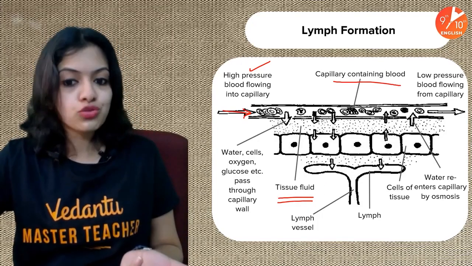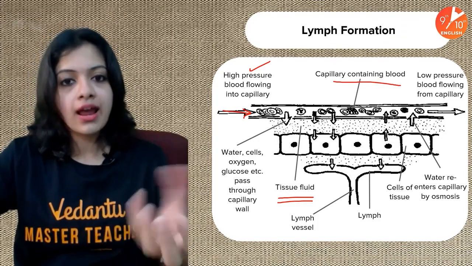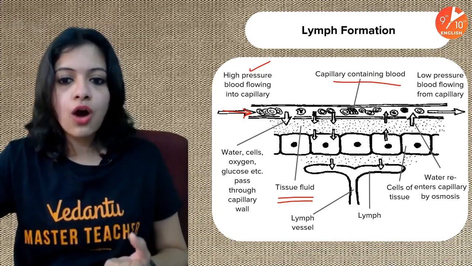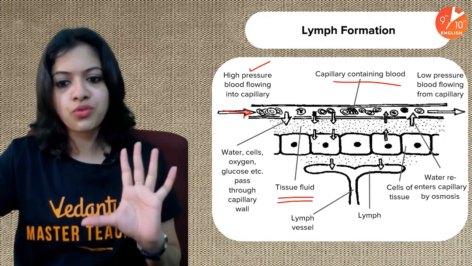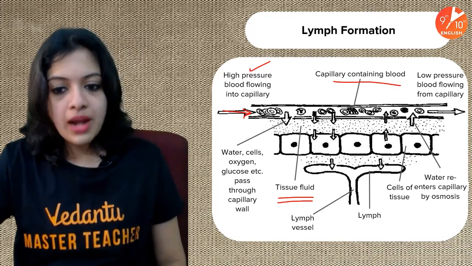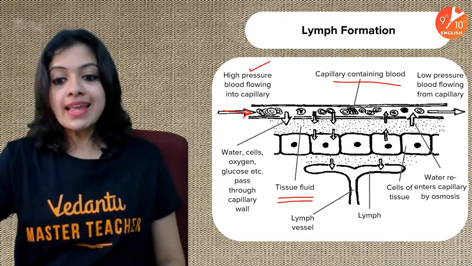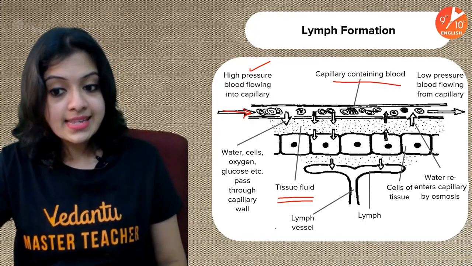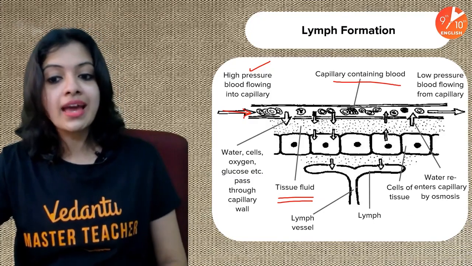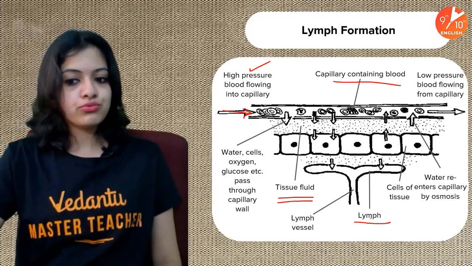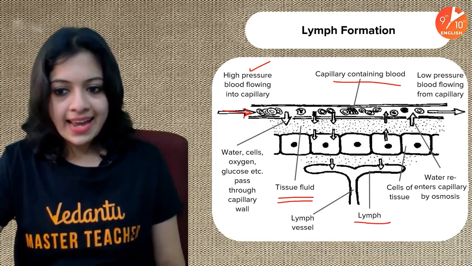We call it tissue fluid because it's just joining there. From the blood vessels, it's oozing out and joining the rest of the tissue fluid which is there. And from there, what's happening? It's entering into the lymph vessels. Into the lymph vessels, it's entering, and now we call it the lymph. Right, this is exactly what happens.